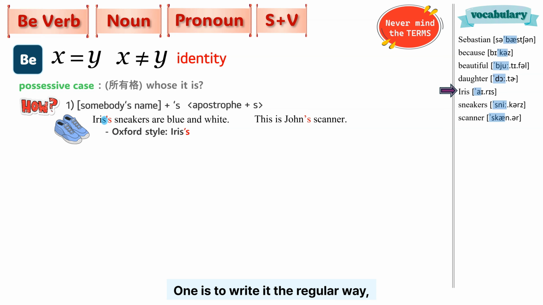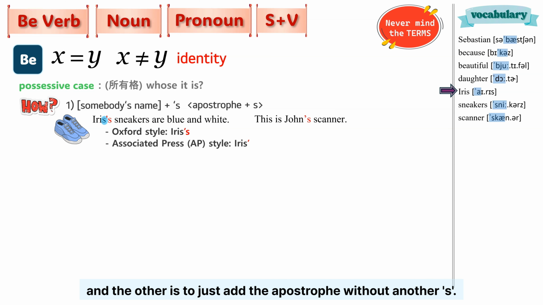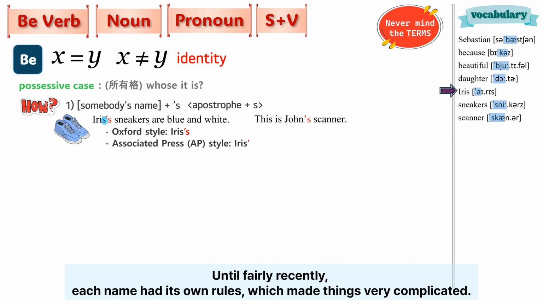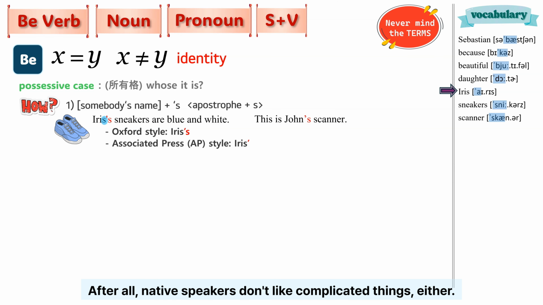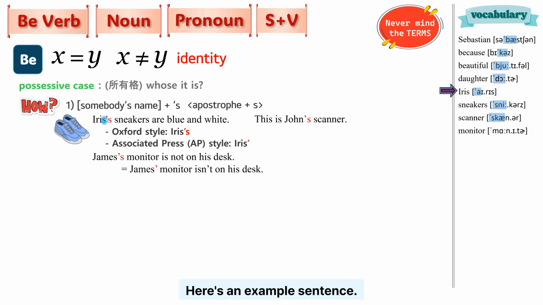Now, when a person's name ends with S, there are actually two ways to write the possessive. One is to write it the regular way, and the other is to just add the apostrophe without another S. Until fairly recently, each name had its own rules, which made things very complicated, but thankfully now it's much simpler. After all, native speakers don't like complicated things either. Here's an example sentence. James doesn't have his monitor on his desk.